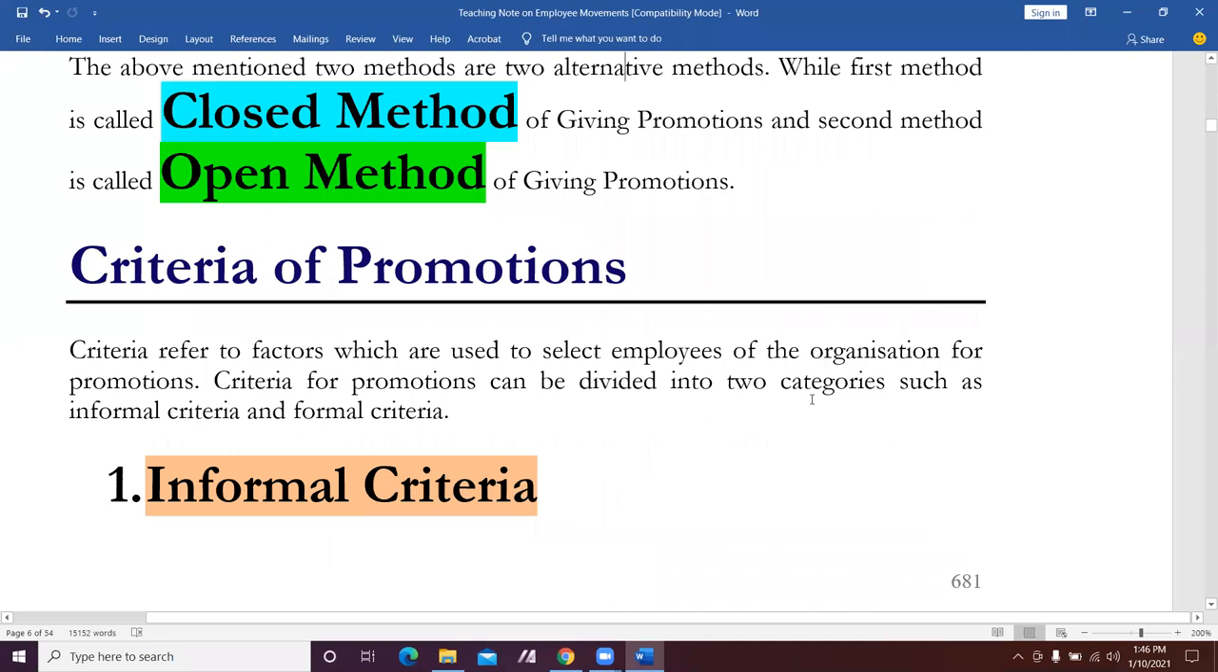The criteria of promotions then. In order to give promotions, there must be criteria. They are the factors that we have to consider in order to decide the suitability of the candidate for the promotion. Without criteria, we can't give promotions. These criteria we can divide into two categories, such as informal criteria and formal criteria.